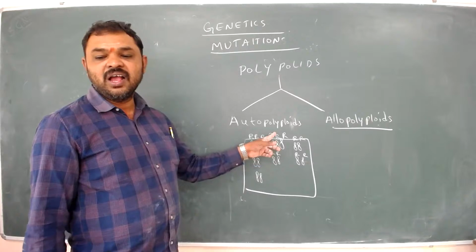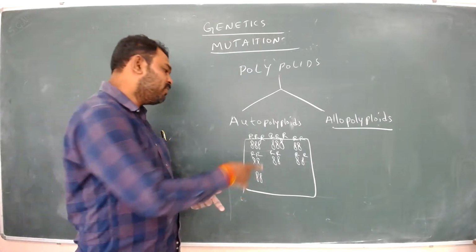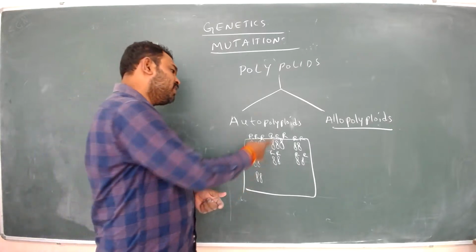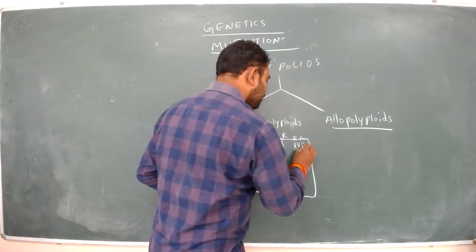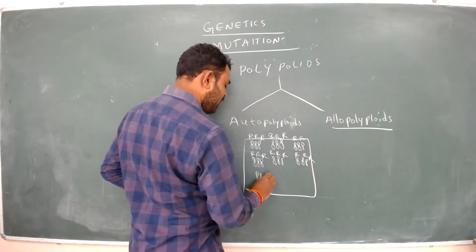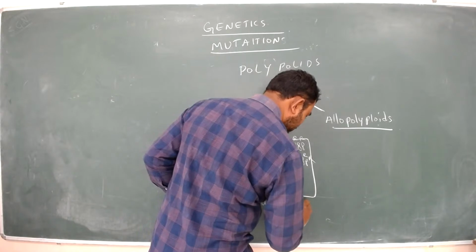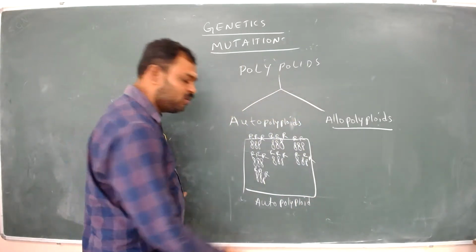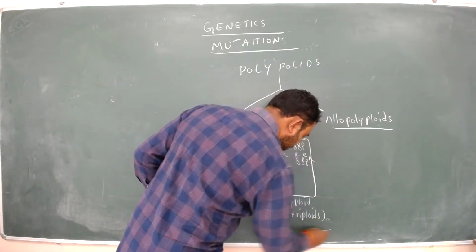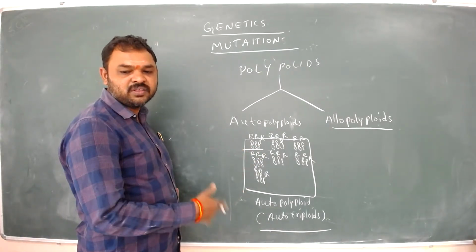Then how will it be called? Autopolyploid. What is an autopolyploid? The addition of the same chromosome set to their virginal set is called an autopolyploid. Here the same RR is there, and the same we are adding, so it is called an autopolyploid, specifically an autotriploid. Why autotriploid? Each set has 3 chromosomes, triploid, so they are called autotriploids.